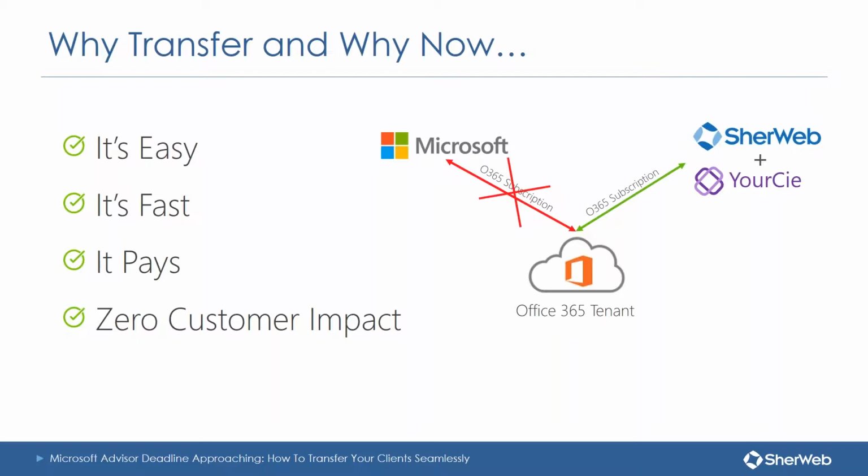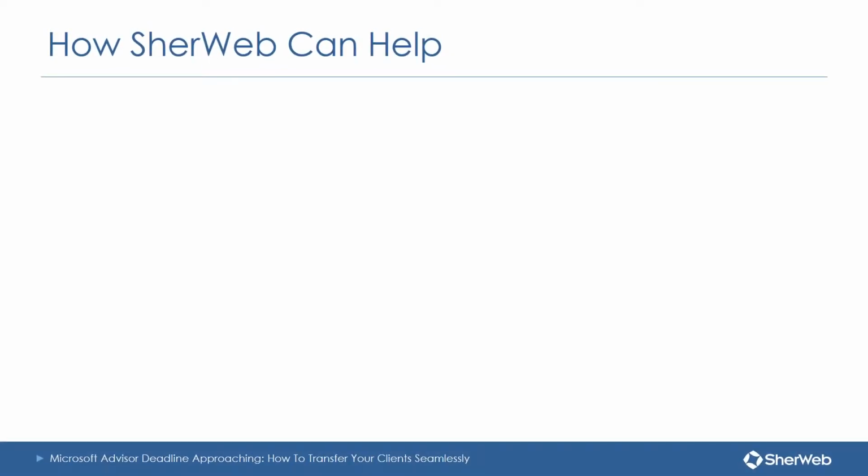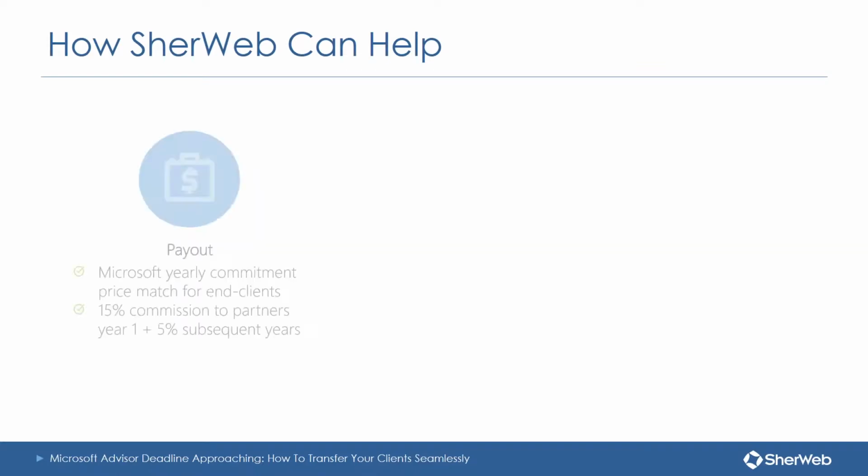Yeah, I like to use the analogy of changing internet service provider. You don't have to move from your house. You're really just changing which company is giving you internet. It's the same internet. So it's the same thing with this. You're just switching from Microsoft billing you to the partner billing you or SherWeb billing you. You're not changing your licenses. You don't have any data at risk or anything like that.